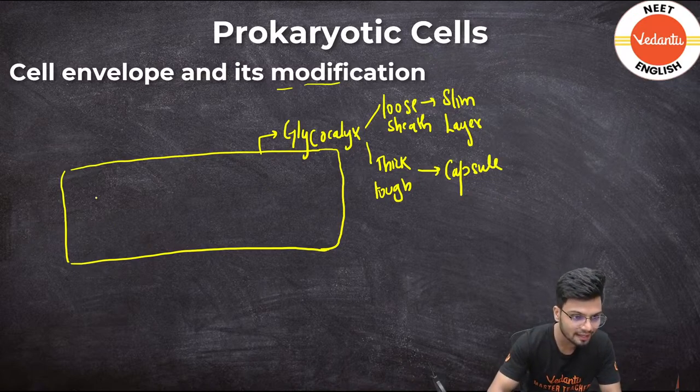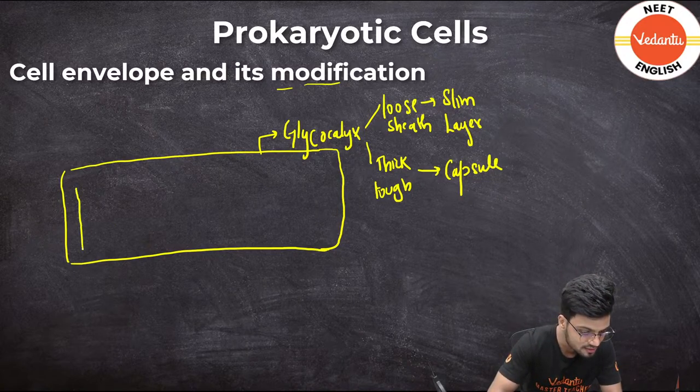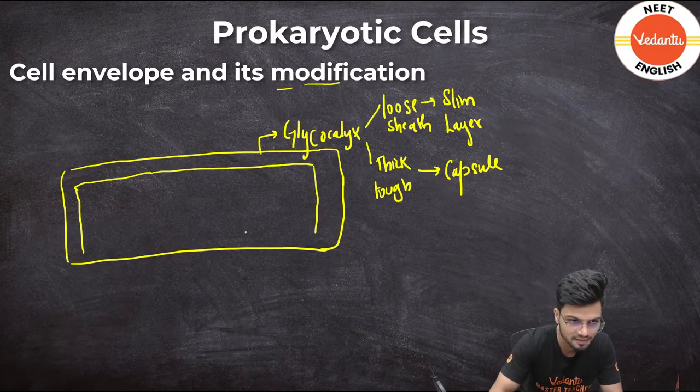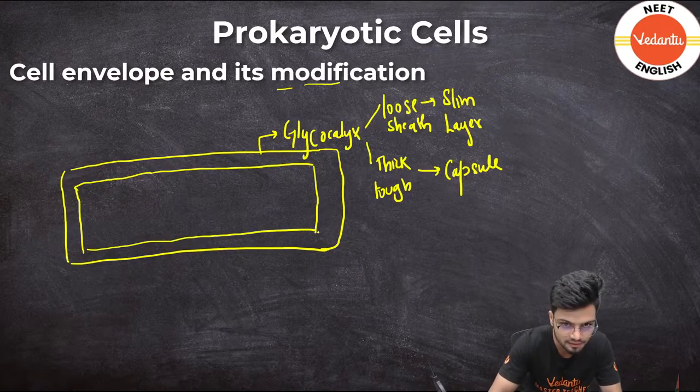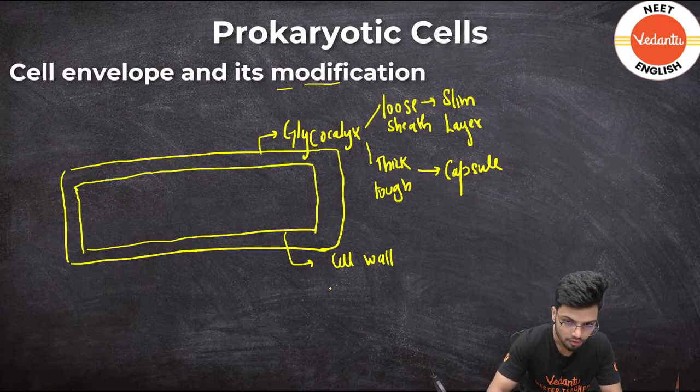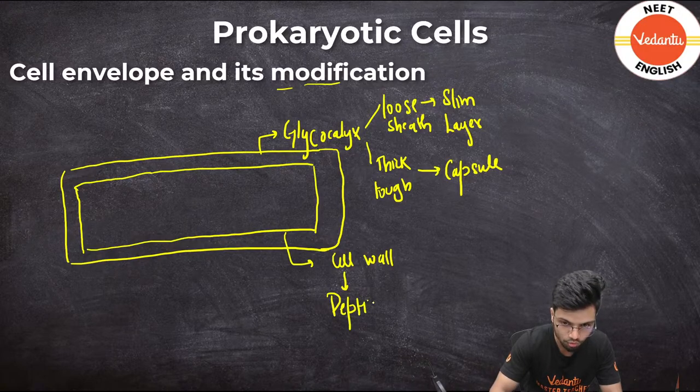Now, what is the second layer here? The second layer is the cell wall. Cell wall. I told you again, cell wall is made up of peptidoglycan. Now, what is the meaning of this peptido?